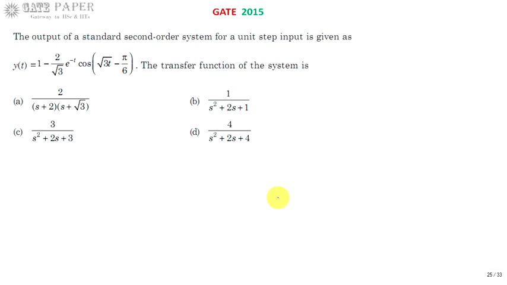Hello, we are discussing the GATE 2015 ECE paper. The output of a standard second order system for a unit step input is given as y of t. Given this for a standard second order system with unit step input, we are going to write the transfer function of the system. A, B, C, D are the options; which is going to be the right one?